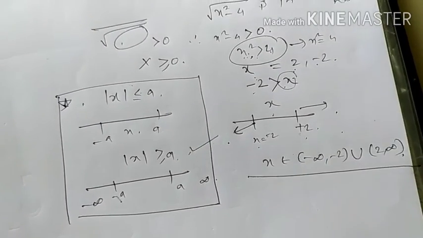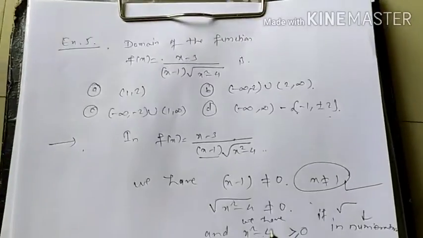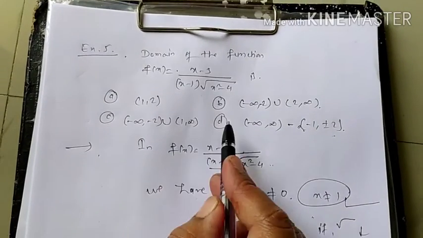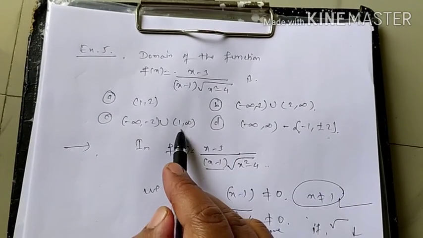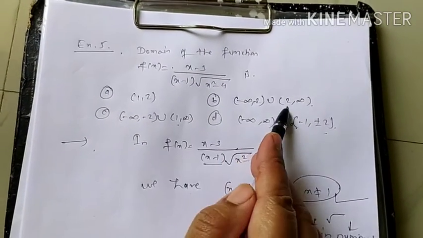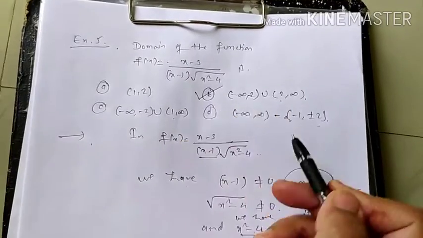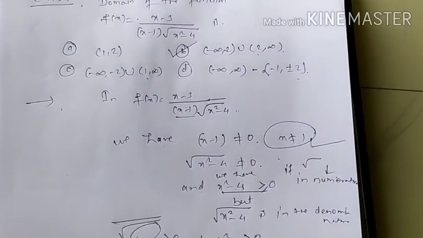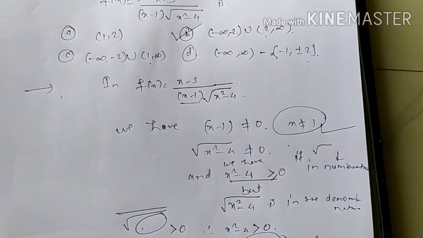Getting, student? Any doubt? So which option is correct? The correct option is, here 1 to infinity is given and here 2 to infinity is given. So option B is the correct option. Getting, student? Any doubt? Okay.